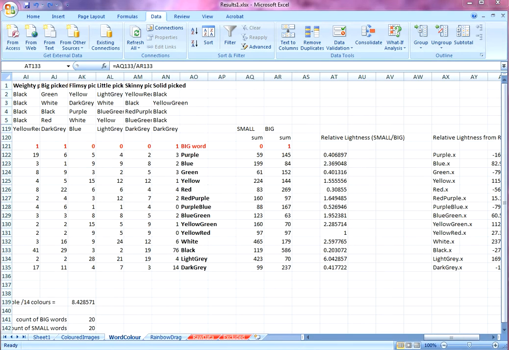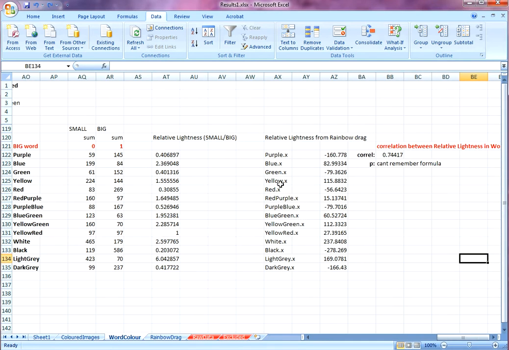Pause it. Sorry, I had to pause it. I thought I'd gone temporarily mad. So yes, if it's below 1, it's heavy. If it's above 1, it's light. So black is the heaviest. Dark grey is also pretty heavy. Red is surprisingly heavy as well. Whereas white is light. Okay, so I took data from the rainbow drag task. It's an index of how relatively light the stimuli are.